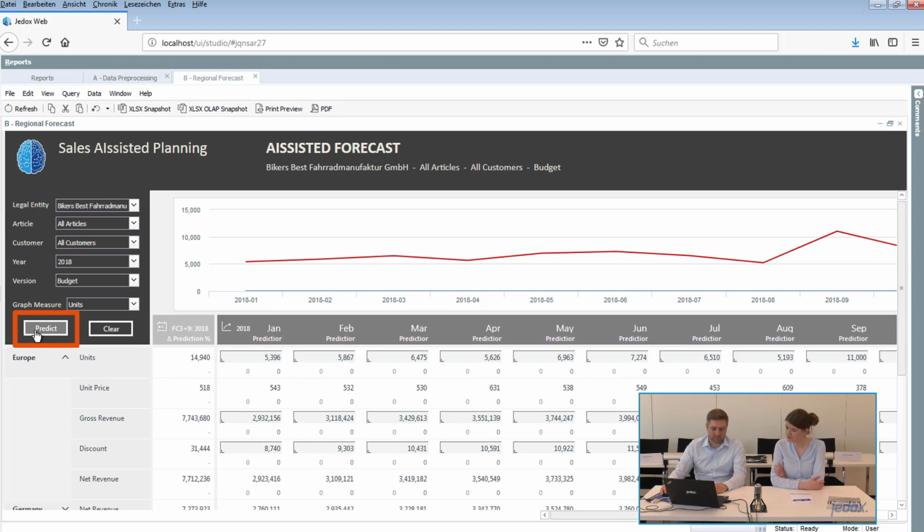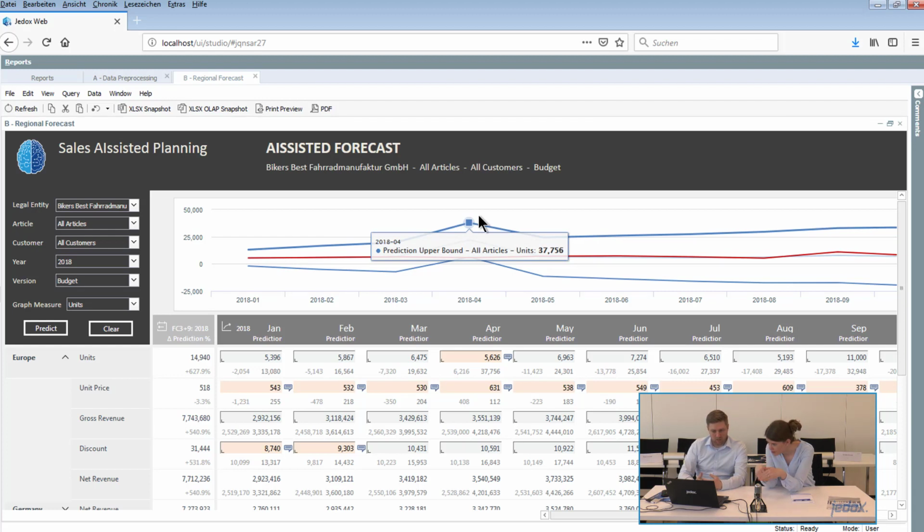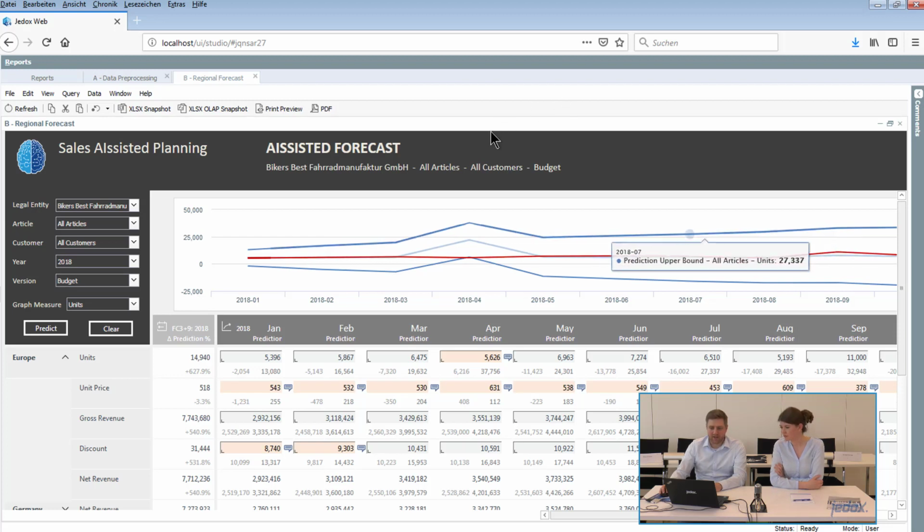So I can click on predict. And what is done now by the algorithm is that it takes the last 3 years of historical data, looks them up, finds patterns in it, and projects it into the future. So what we get back is the predicted forecast for this year. And it's not only that, we also have upper and lower bounds. Okay, so the dark blue is the upper bound and the other one is the lower. Exactly. And then the prediction is that light blue one, which is mostly covered by our forecast. So we did a good forecast here.